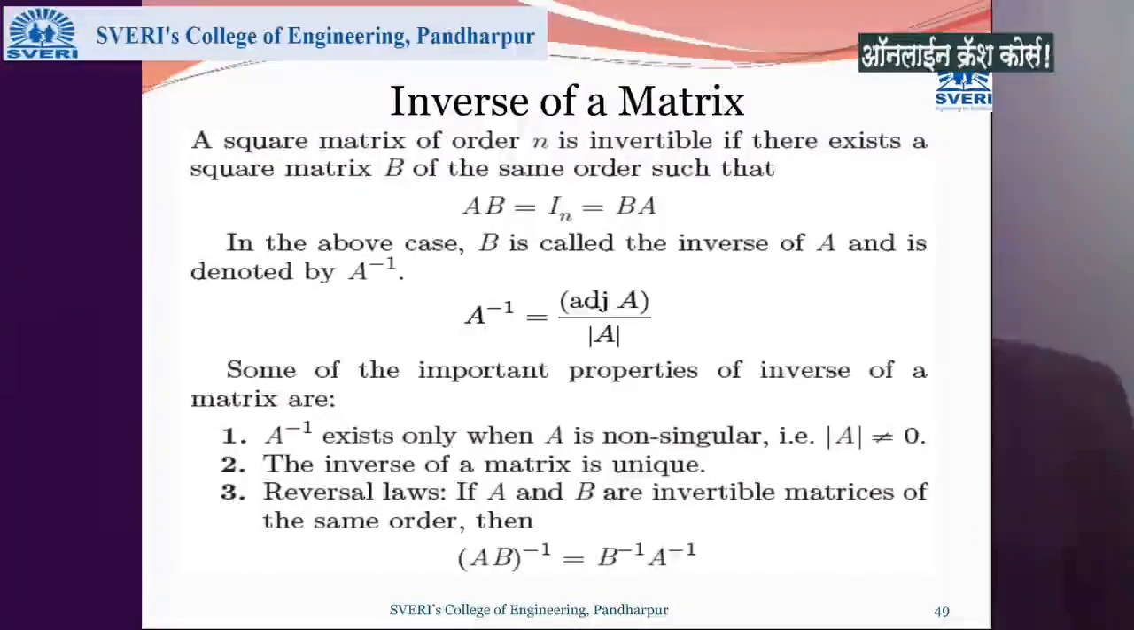So now we are taking some properties of the inverse of a matrix. First property, A inverse exists only when A is non-singular. Means determinant of A is not equal to 0, then only A inverse exists. Then next, the inverse of a matrix is unique. Then there is the reverse law. If A and B are invertible matrices of the same order, then (AB) inverse is equal to B inverse into A inverse.